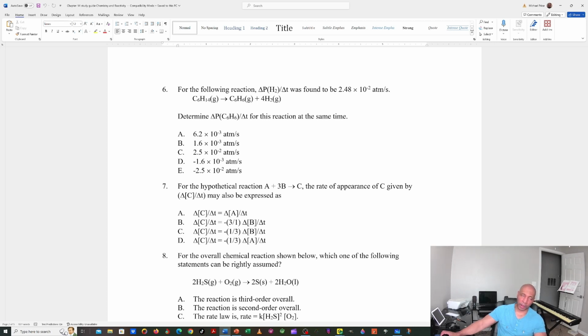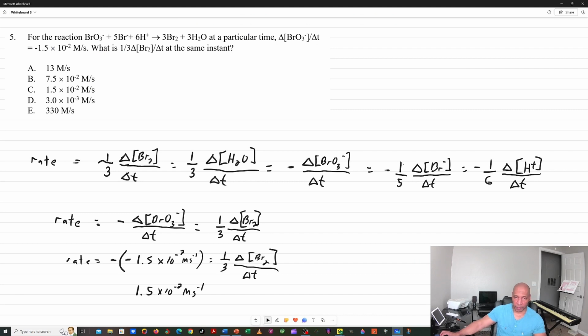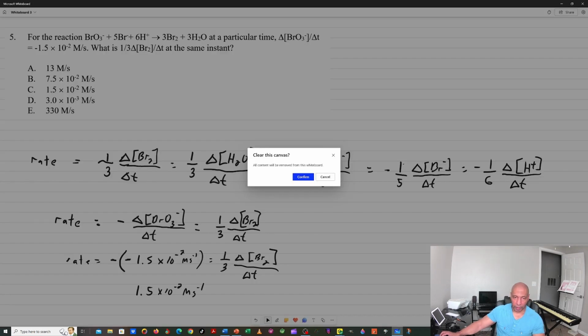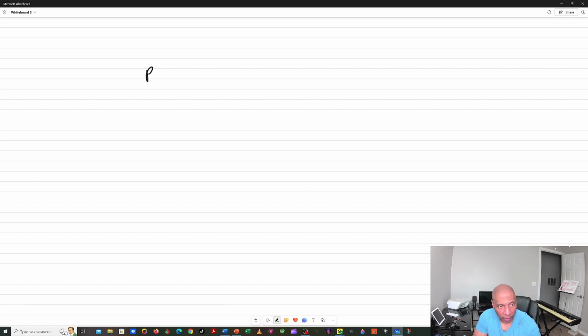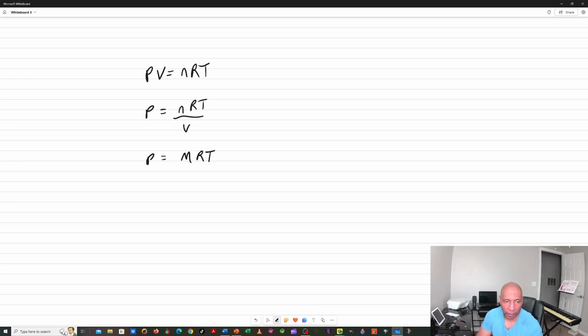Okay, if you guys remember the ideal gas law, let me go back to it. Of course, PV equals nRT. So if I divide both sides by V, I get P is equal to nRT divided by V. N divided by V is the molarity. So I'm going to say P is equal to molarity times RT. So yes, the pressure is proportional to the molarity. The constant of proportionality is the temperature times the gas constant. So that means I can use pressure in lieu of molarity when I do these problems.